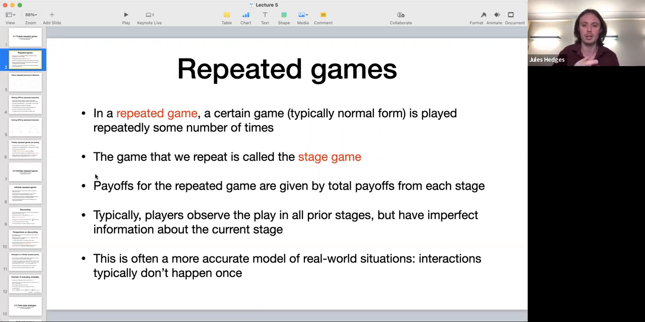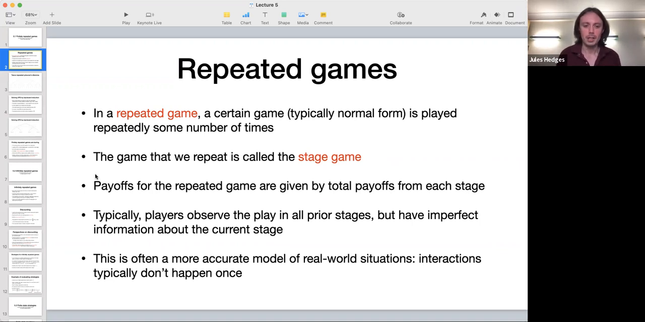So the idea is that we're going to play the stage game. So let's say we take Prisoner's Dilemma and play it, say, 5 times. In each round, we're going to have some combination of choices of cooperate and defect. And so in each round, the players are going to get payoffs. And then the total payoff that they're going to get is just going to be the sum of those.